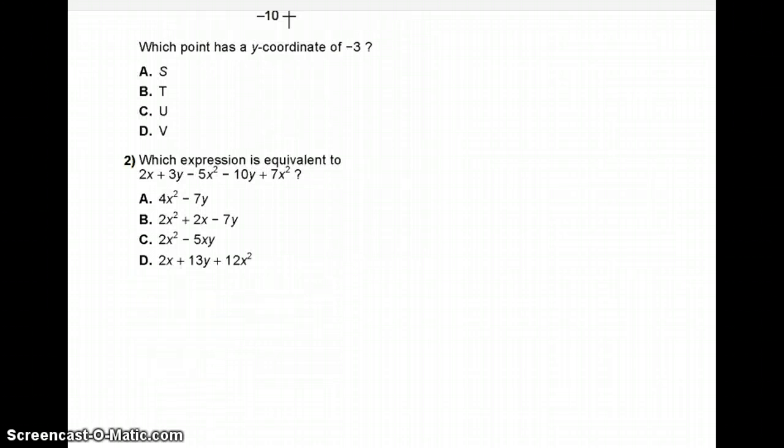Number 2, which expression is equivalent to 2x plus 3y minus 5x squared minus 10y plus 7x squared? A, 4x squared minus 7y. B, 2x squared plus 2x minus 7y. C, 2x squared minus 5xy. D, 2x plus 13y plus 12x squared.